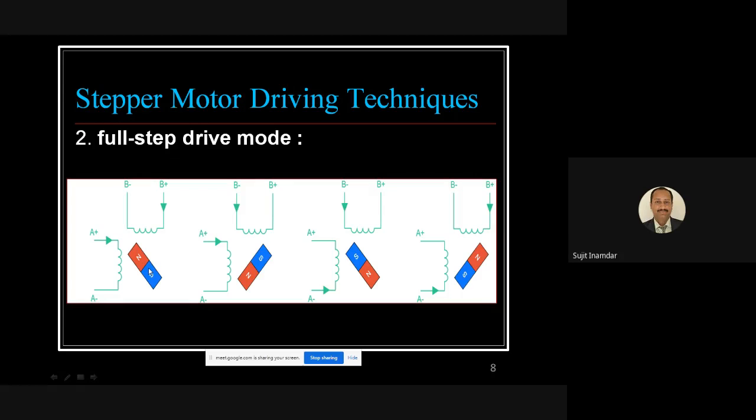So here also, the 2 lines we wrote yesterday, just read them. For full step drive, at a time both coils energize, that is the first line, and second, the step angle is also the same as that of the last one, that is 90 degrees.